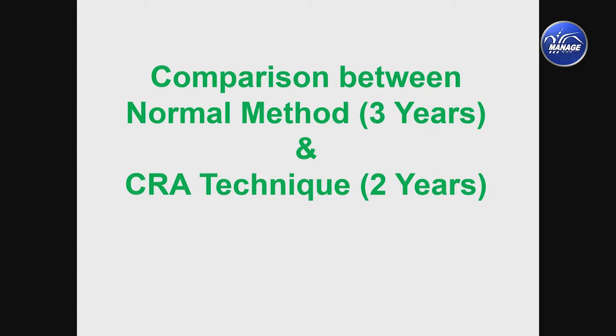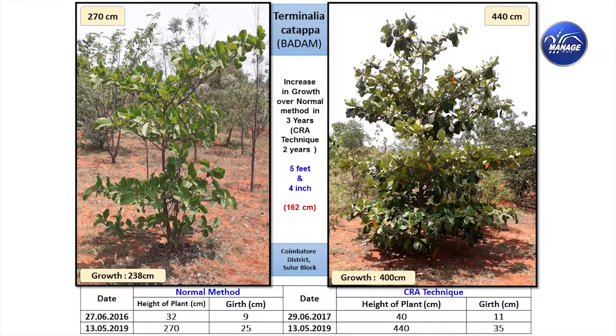We also tried to compare how it stands with older plantations. So we took some locations where the plantations were there for 3 years, 1 month short of 3 years, and another plantation of CRA technique where it is 1 month short of 2 years. Just let us have a look at some other pictures. This is Badam. The younger plant is 5 feet and 4 inches taller besides the biomass.